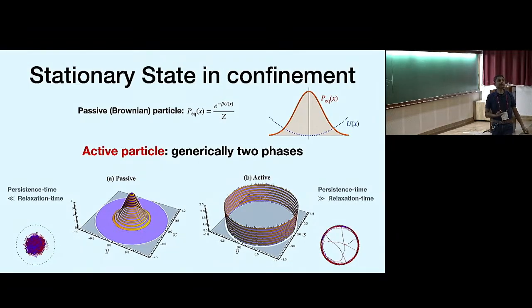It's a characteristic time. For example, if you have an RTP, it will be 1/gamma, because gamma is the flip rate, right? So 1/gamma will be the persistence time. This is a characteristic time after which the particle changes direction substantially. For example, for an ABP, it will be 1/D_r, right? Okay.